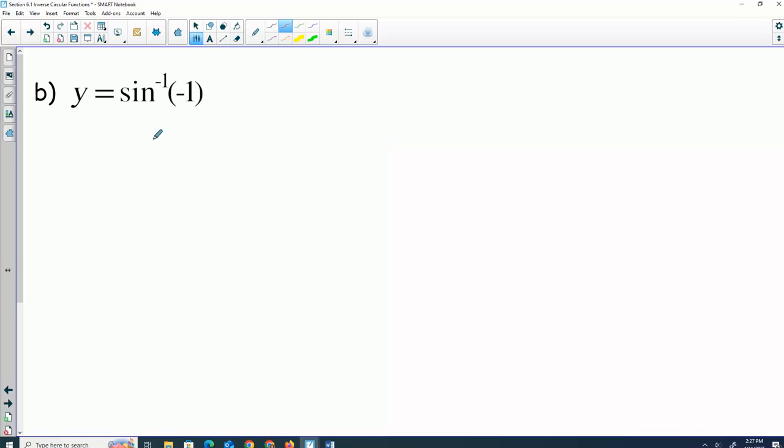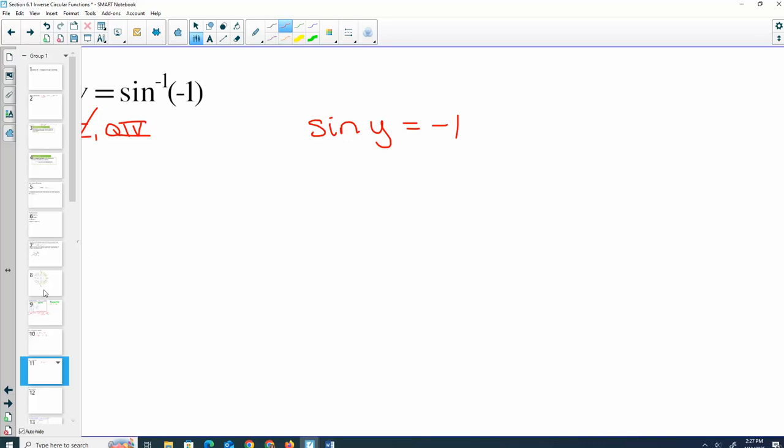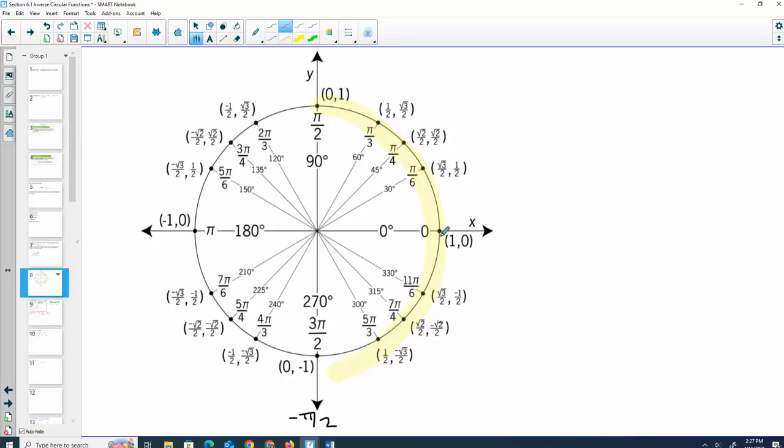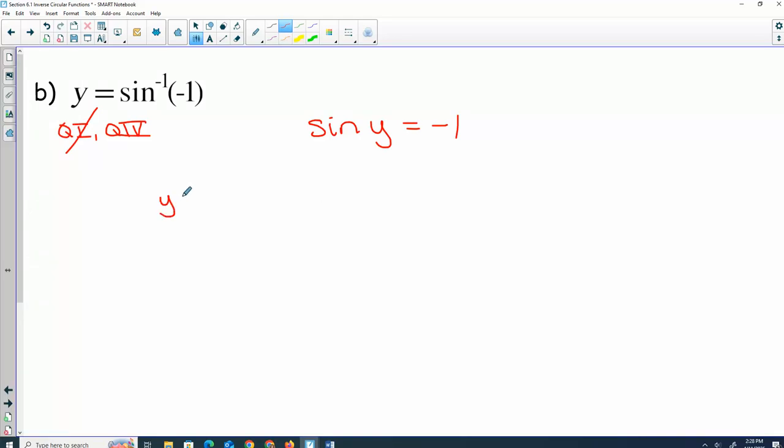So if I ask for sine inverse of -1. If you want to write this without an inverse, that means sine of y is -1. We know sine inverse can only be in quadrant 1 or 4. And in which of those is it negative? 4. So I'm saying on that circle, when is sine -1? So we could write this several different ways. We could say 270 degrees, which is 3 pi over 2.